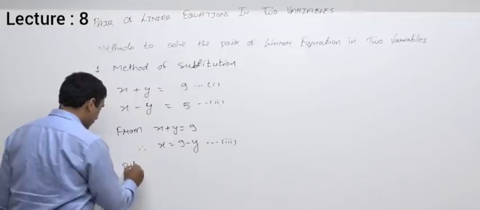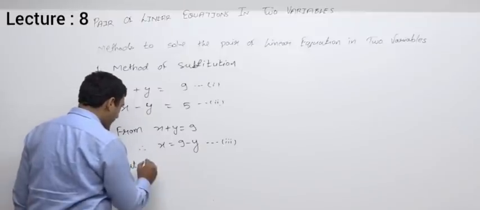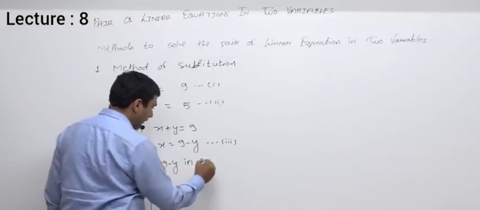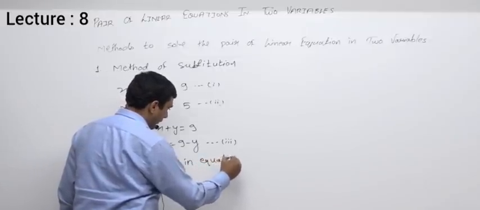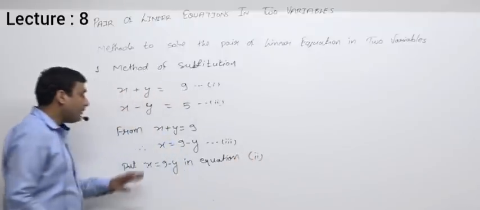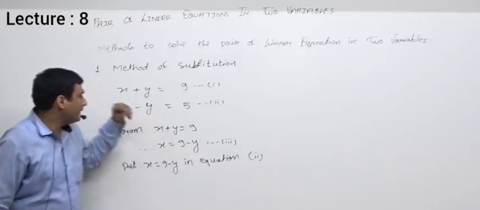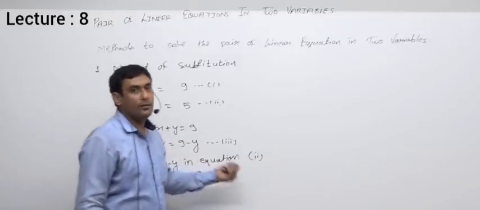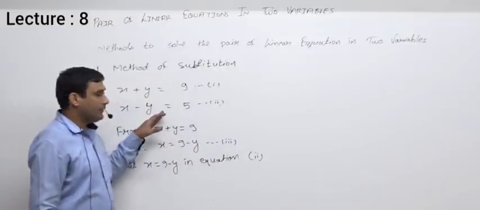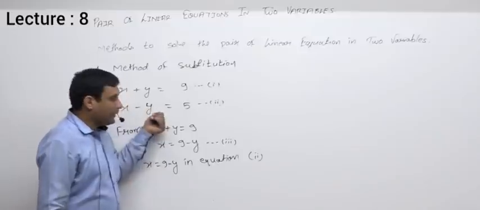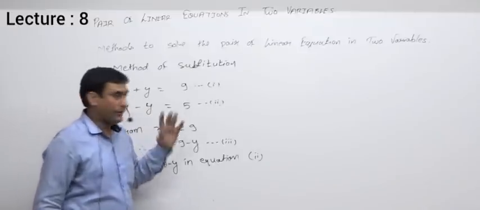Now put or substitute is the same thing. x equal to 9 minus y in equation 2. Now you have to keep in mind that if you are getting the value of a variable from the first equation, put it in the second, or if you are getting the value of any variable from the second equation, then you should put it in the first.